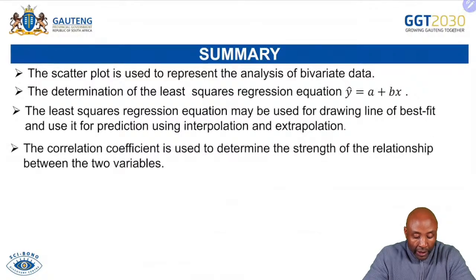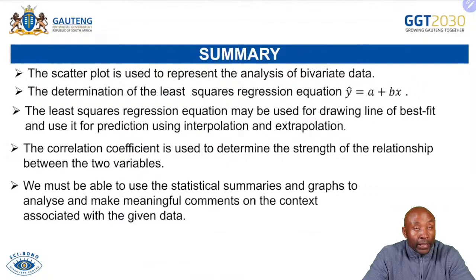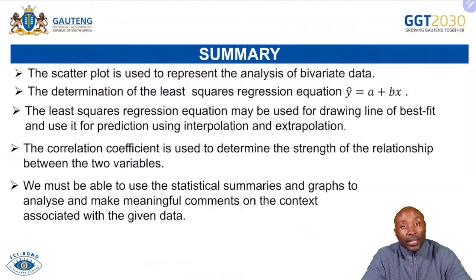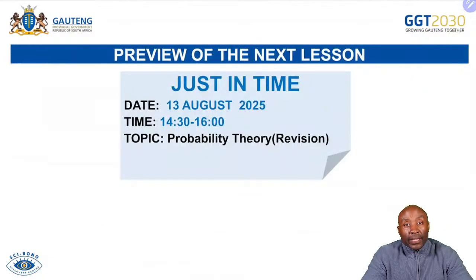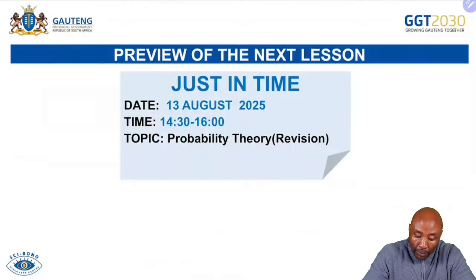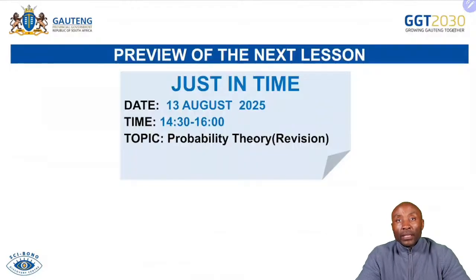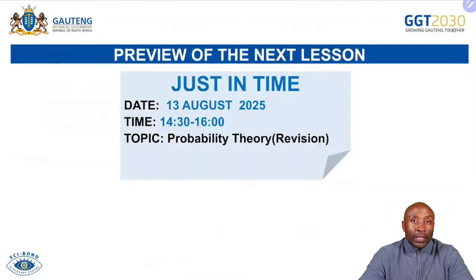Now, the correlation coefficient is used to determine the strength of the relationship between the two variables. And finally, we must be able to use statistical summaries and graphs to analyze and make meaningful comments on the context associated with the given data. With that being said, our next lesson on the 13th of August will be focusing on probability theory. That is the revision of probability in grade that we did in grade 10 and 11.